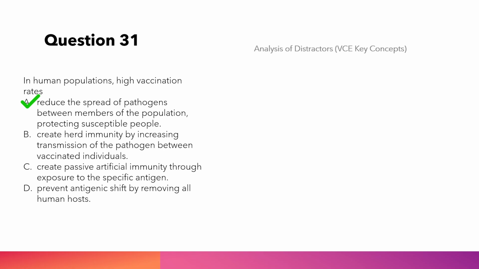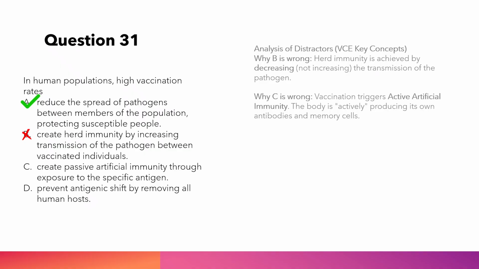Analysis of distractors, VCE key concepts. Why B is wrong. Herd immunity is achieved by decreasing, not increasing, the transmission of the pathogen. Why C is wrong. Vaccination triggers active artificial immunity. The body is actively producing its own antibodies and memory cells. Passive immunity involves receiving pre-made antibodies, like an antivenom, which does not provide long-term memory.